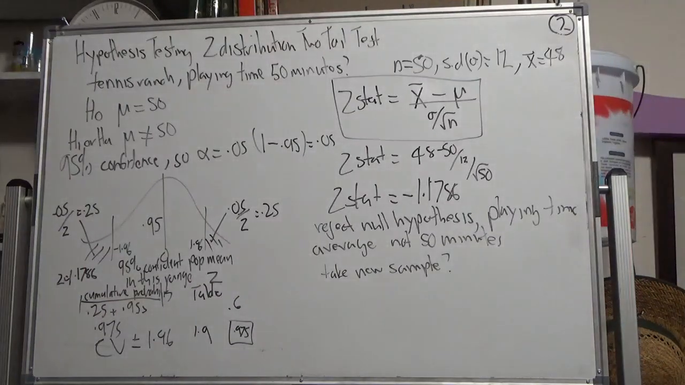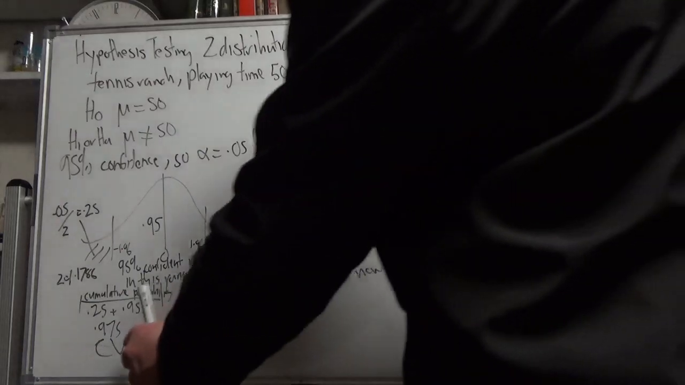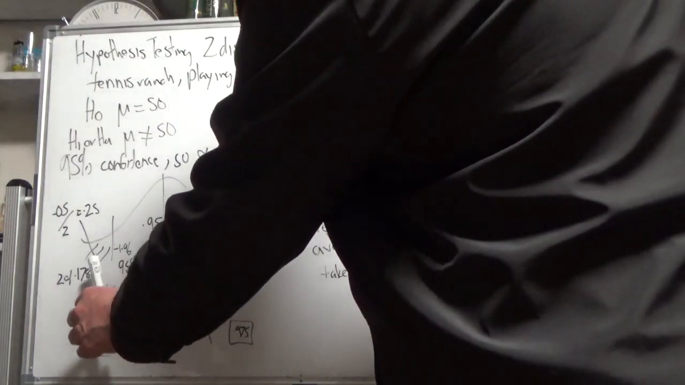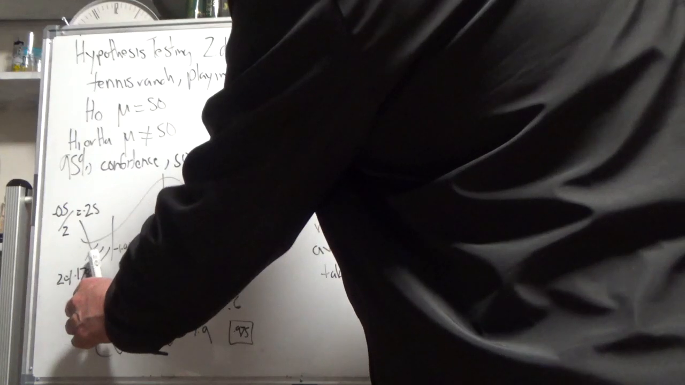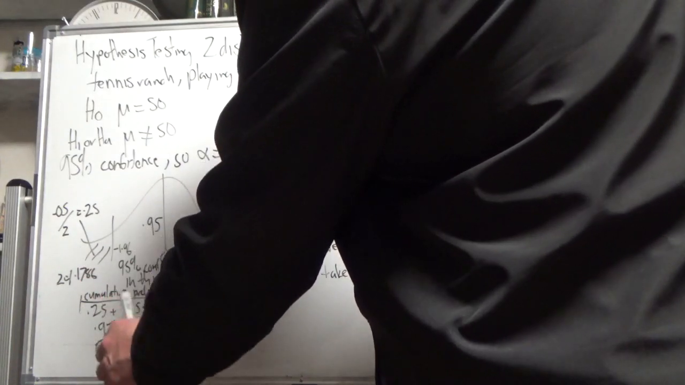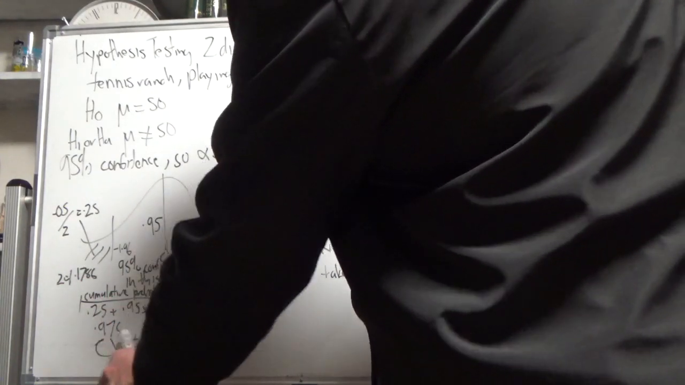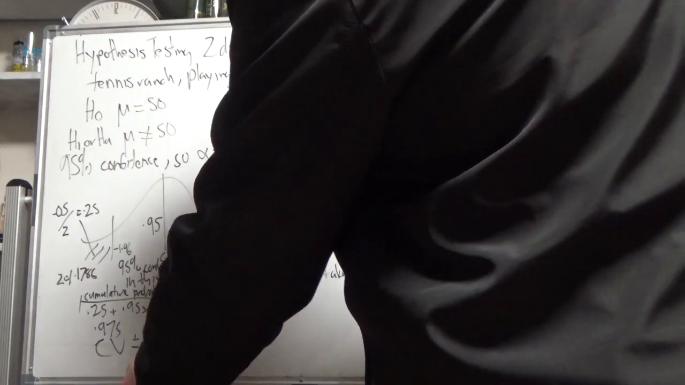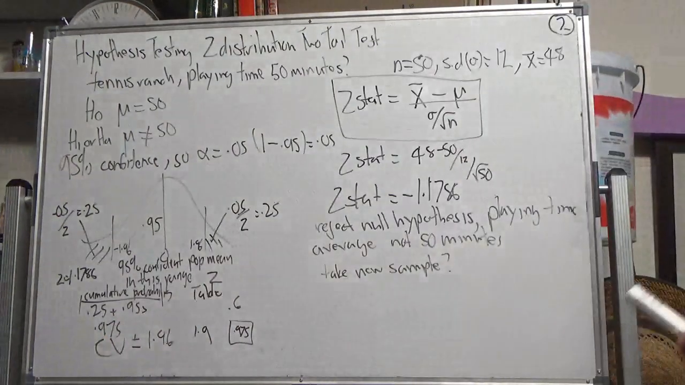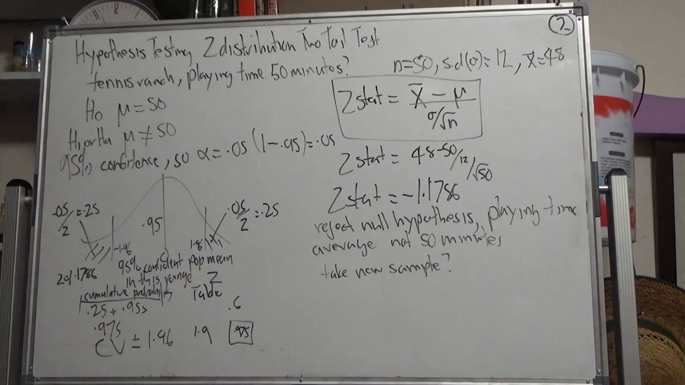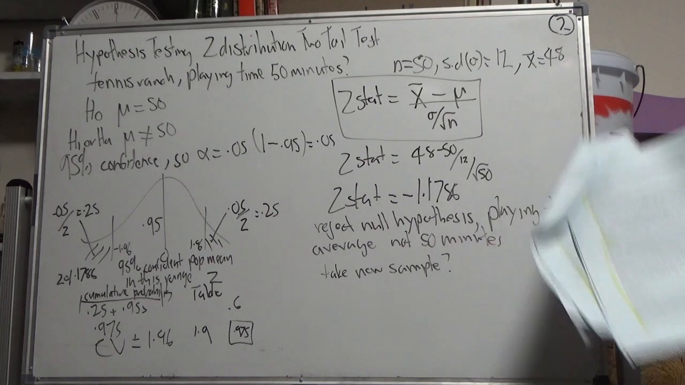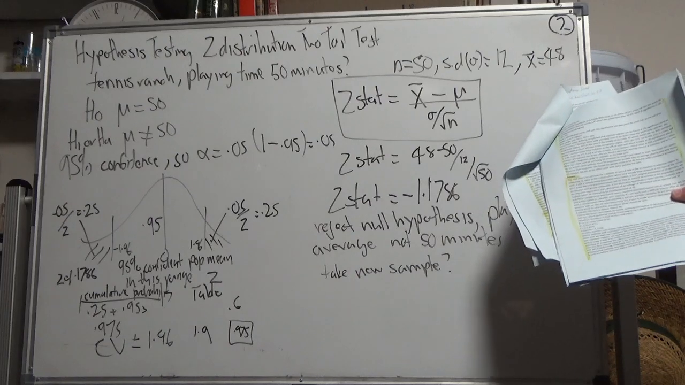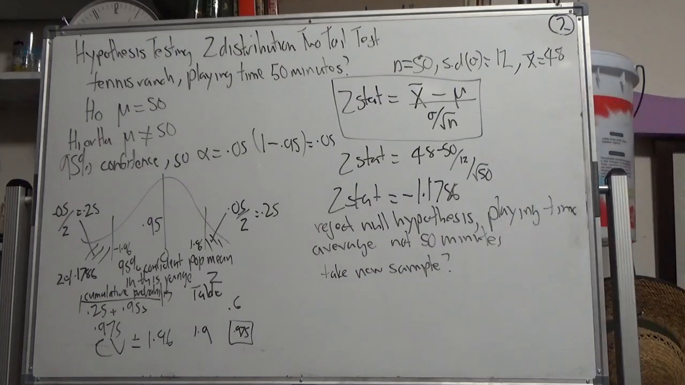So again, if you haven't got a table, you add up 0.25 plus 0.95 to give you that area under the curve. You look it up to get the critical value. Again, we've got the same critical values as the confidence interval. It's quite a common test, 95%. But now we have to calculate the Z statistic.